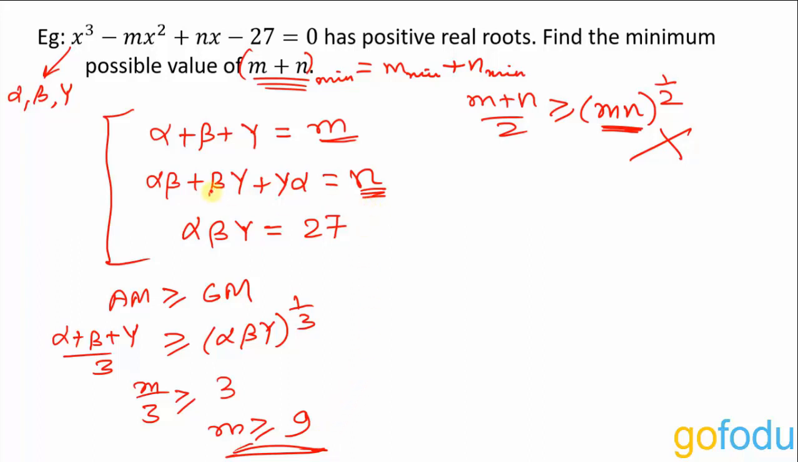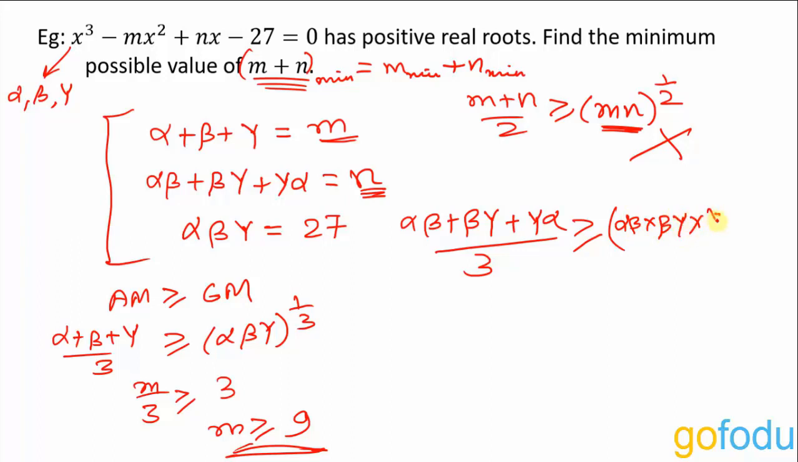For n, we have the sum of these 3 terms. So for AM, I will write (alpha beta plus beta gamma plus gamma alpha) upon 3, and for GM, I will have this product, (alpha beta into beta gamma into gamma alpha) raised to power 1 by 3.